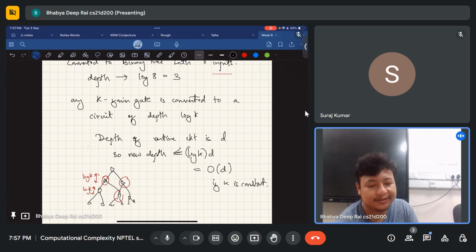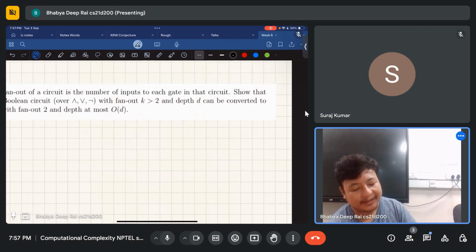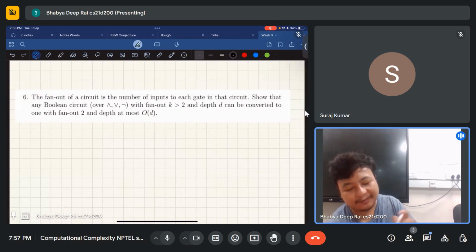So this argument for us. Okay, that is now one final question. Now, similar question, but this is about fan out. The fan out of a circuit is the number of outputs of each gate in that circuit.